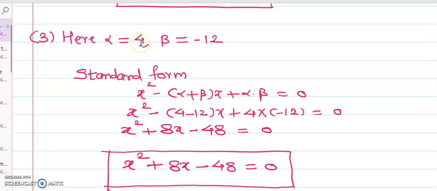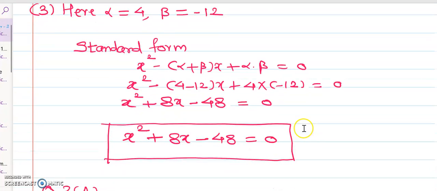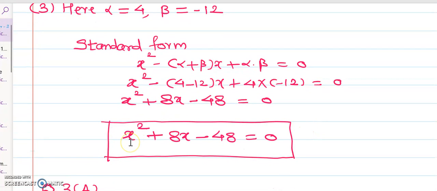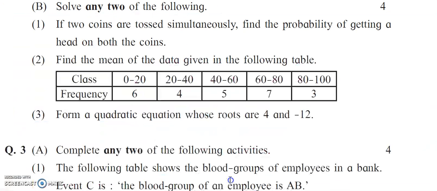Therefore, substitute the values of alpha and beta: x square minus (4 minus 12) into x plus alpha into beta, 4 into (minus 12), equals 0. That is x square minus (minus 8), minus becomes plus, and 4 into minus 12 is minus 48. Therefore, the required quadratic equation is x square plus 8x minus 48 equals 0. In this way, we have completed this question. We'll see the next question.